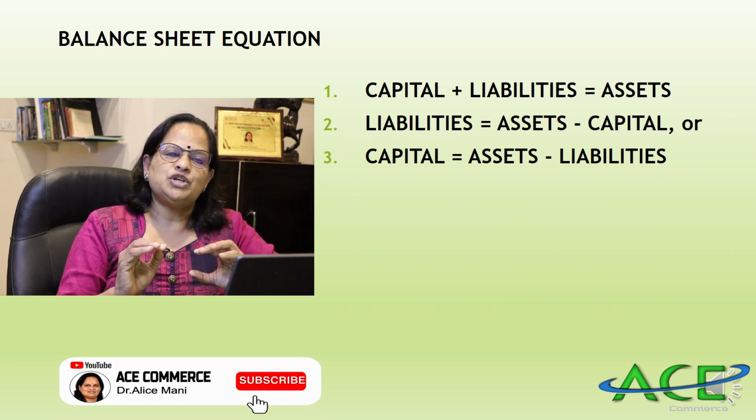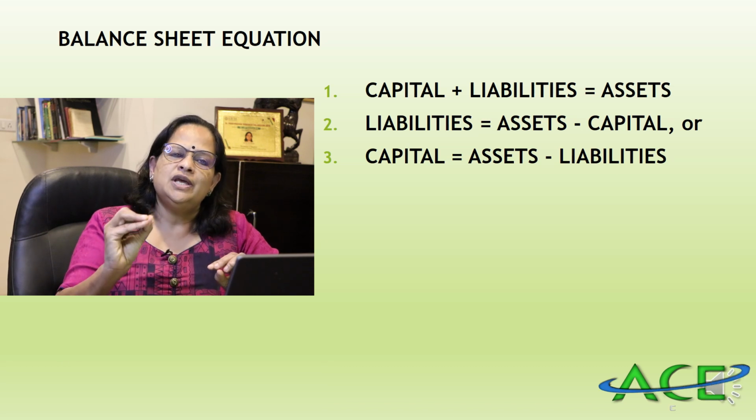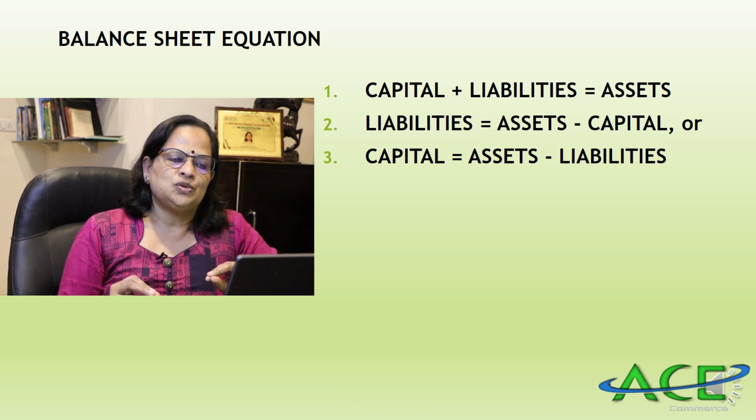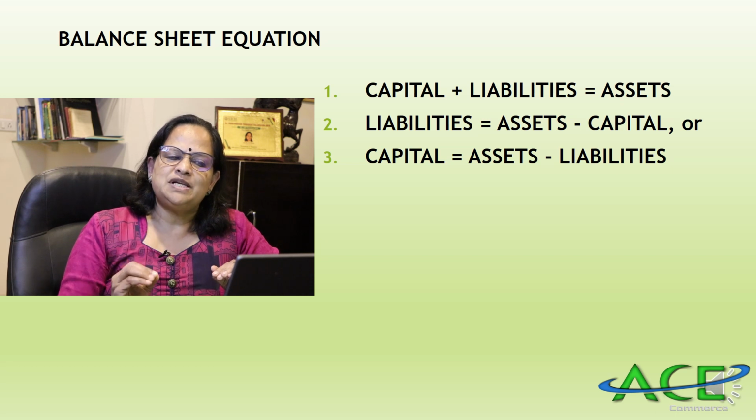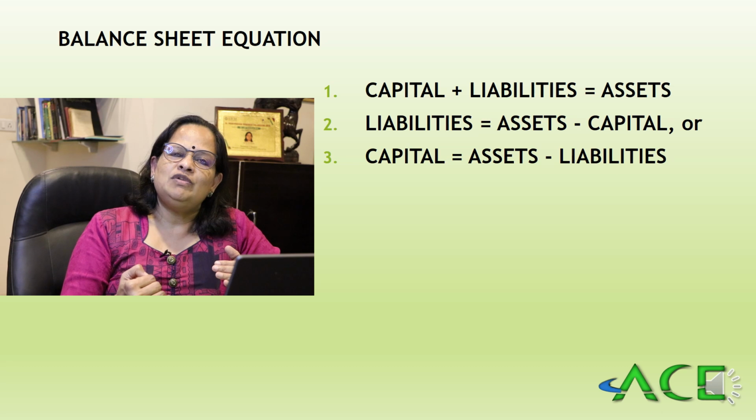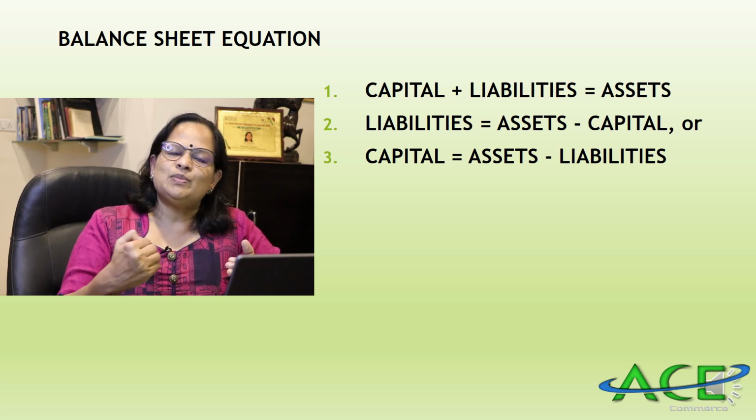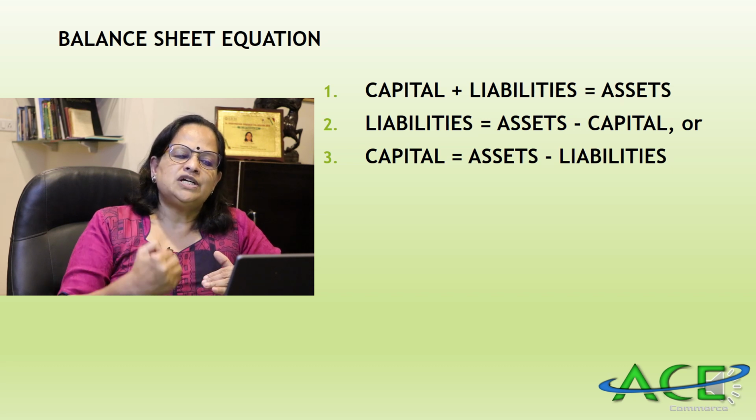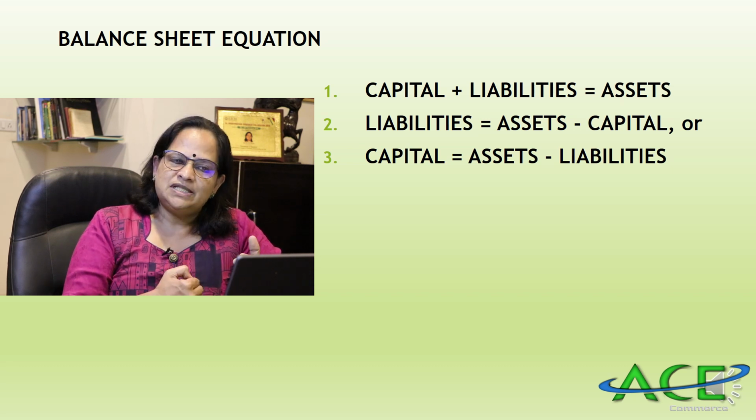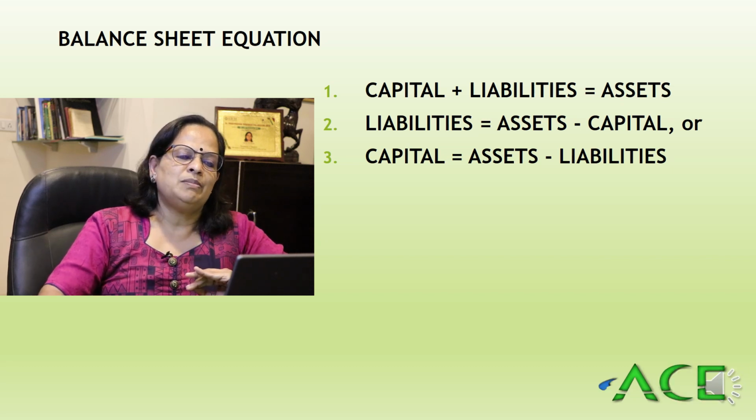So the balance sheet equation you can write in 3 forms. You can write the basic equation and split it into 2 other equations also. The first one, as I told you, is capital plus liabilities is equal to assets. Second, sometimes you will get questions to find out the liabilities, where the assets value and the capital value are given. How will you do that? Liabilities is equal to assets minus capital. Or if you are asked to find out capital, capital is equal to assets minus liabilities. So these are the 3 basic equations. This you have to remember.